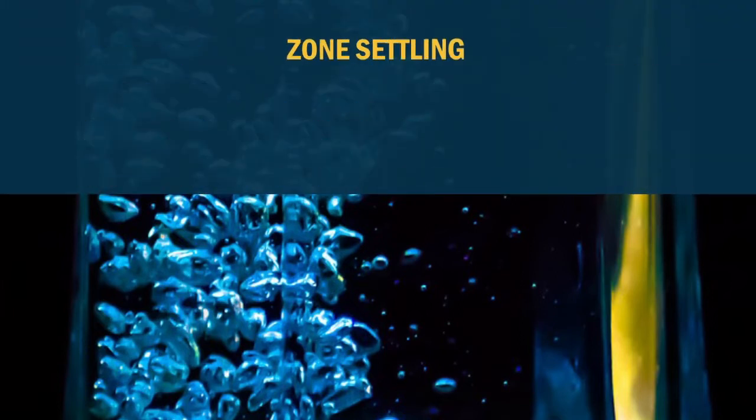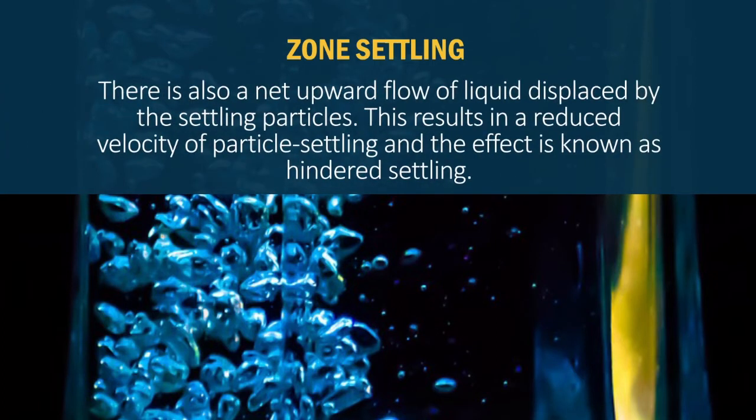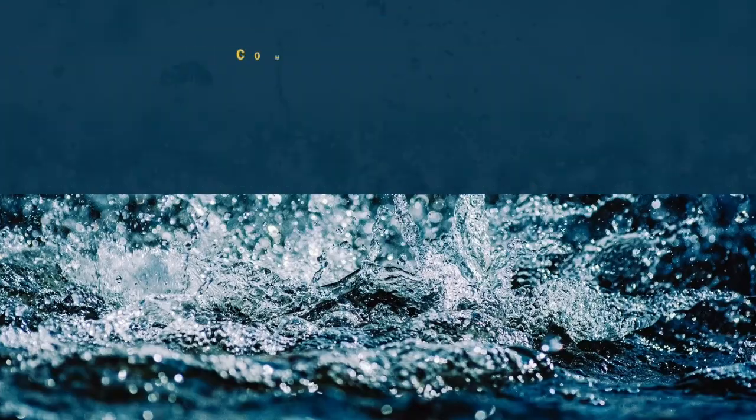Zone settling. As the concentration of particles in a suspension is increased, a point is reached where particles are so close together that they no longer settle independently of one another. There is also a net upward flow of liquid displaced by the settling particles. This results in a reduced velocity of particle settling and the effect is known as hindered settling. This is known as zone settling because it is easy to distinguish between several different zones separated by concentration discontinuities.